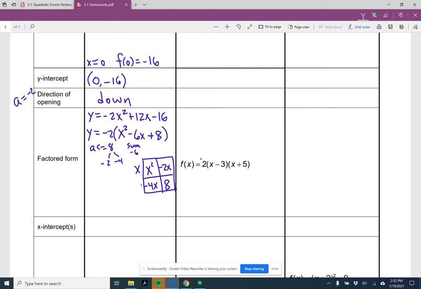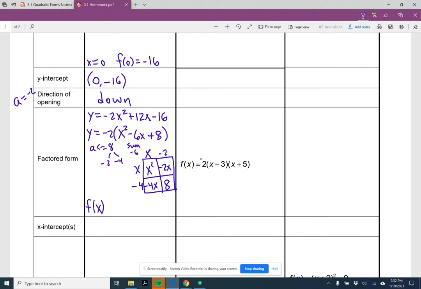GCF for the first row, second row, first column, second column. We'll have our factored form. And double check your answers. X times x is x squared. X times -2 is -2x. X times -4 is -4x, and -2 times -4 is +8. That's x squared minus 6x plus 8.